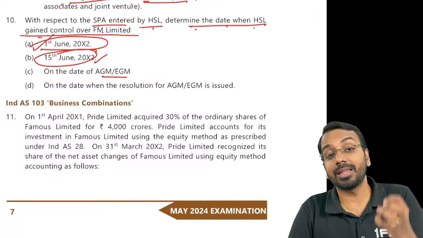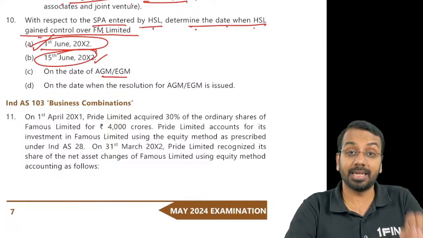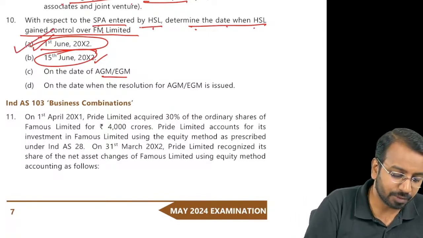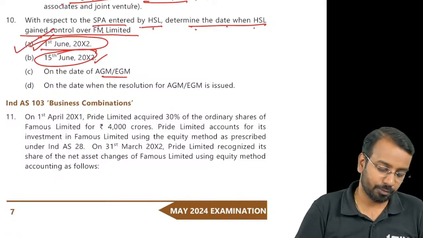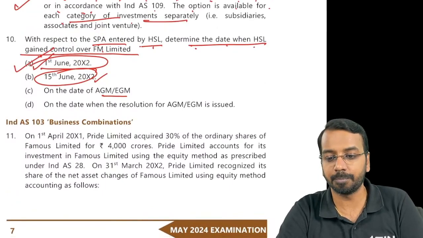So to determine the control, we will see whether we can exercise now. Can we exercise? Yes. If we can exercise, then 1st of June itself becomes the date of acquisition. Right? So that is how we will handle MCQs in the examination.